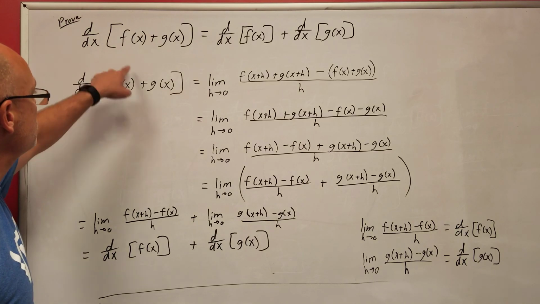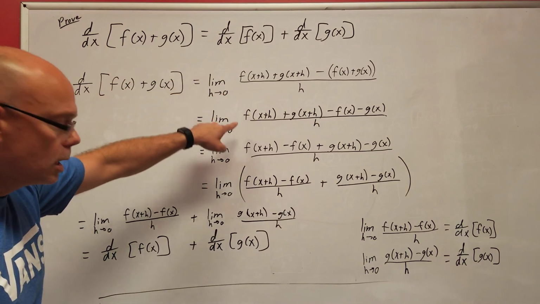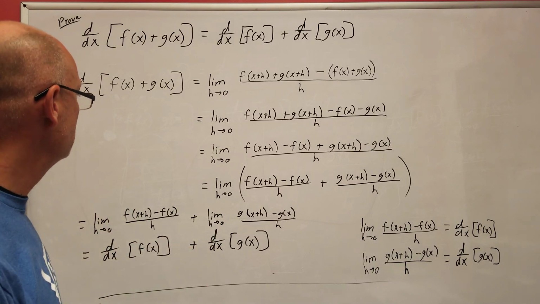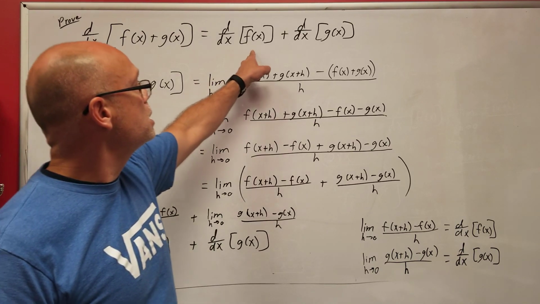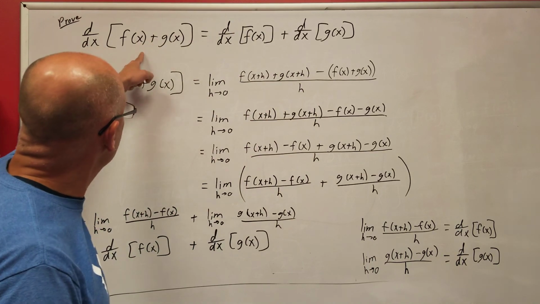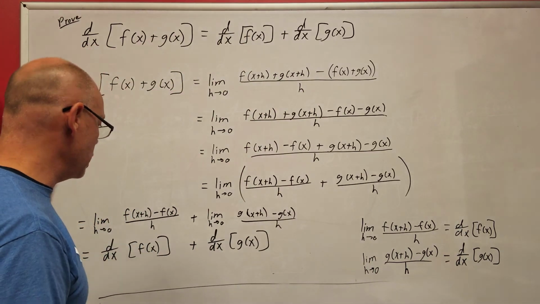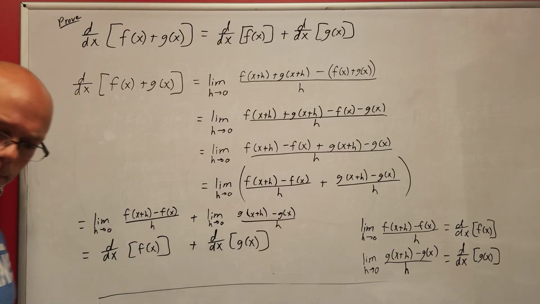I started with this right here, right? Did this limit definition, and what did I get to? I got to this right here, which was the same as that, right? So I just proved that this part is equal to that part for all f of x and g of x. How you like them apples?